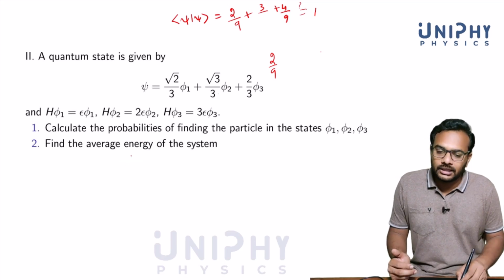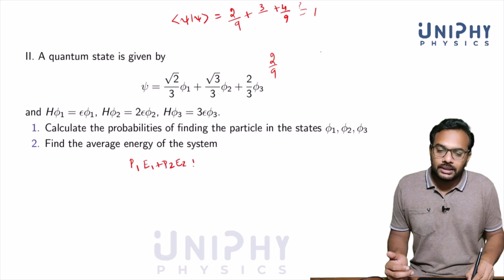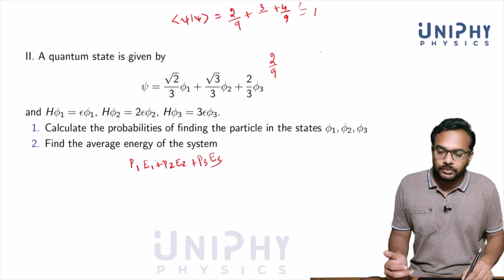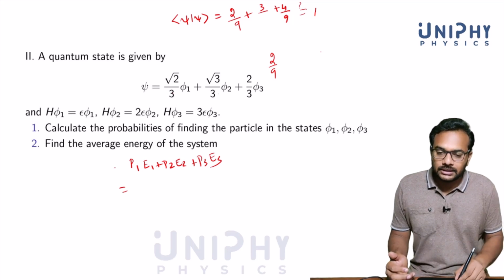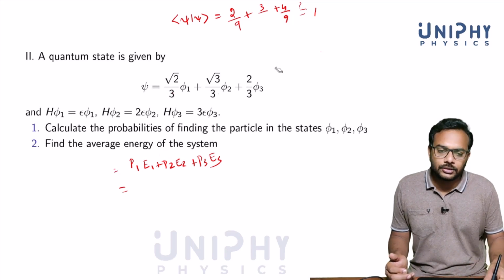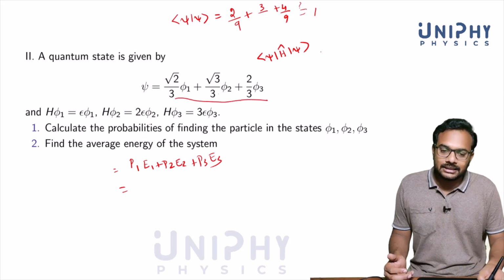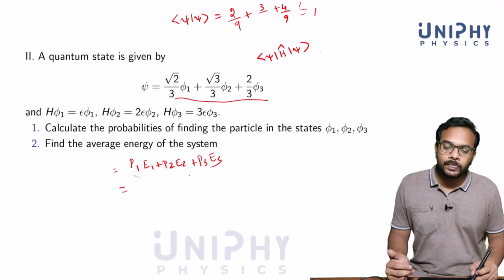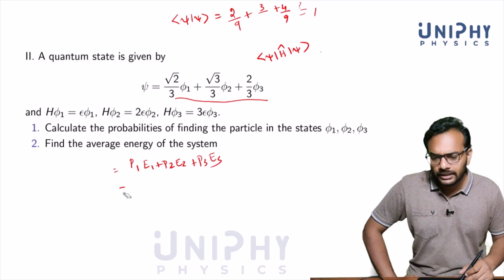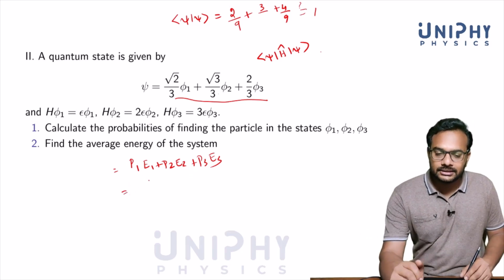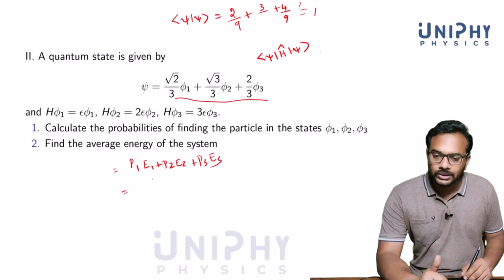If you know the probabilities, you can find the average energy like this: P1 E1 plus P2 E2 plus P3 E3. We already have the probabilities. You could also do psi H cap psi. You can substitute for psi in terms of phi 1, phi 2 and phi 3, and finally you will see that it boils down to this expression: P1 E1 plus P2 E2 plus P3 E3. We have discussed this in the previous classes. If you don't remember, you can just go and check.